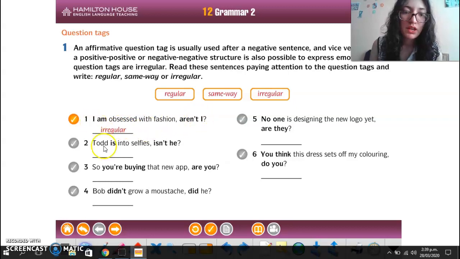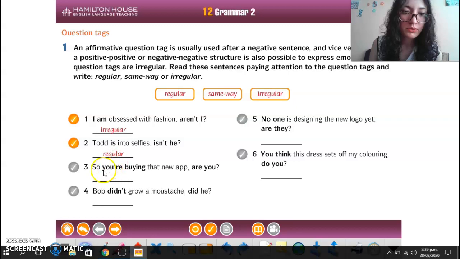This is different. Here, that is into selfies, isn't it? What do you think? Here is the verb is, and here isn't. This is the most common, positive, negative. So this is regular, the normal way, okay?